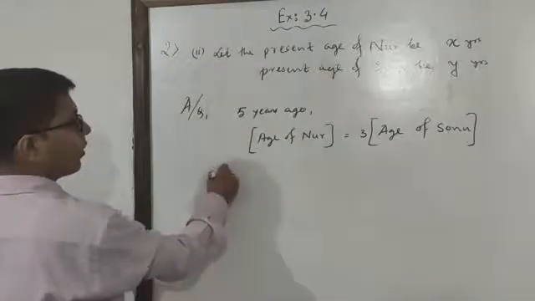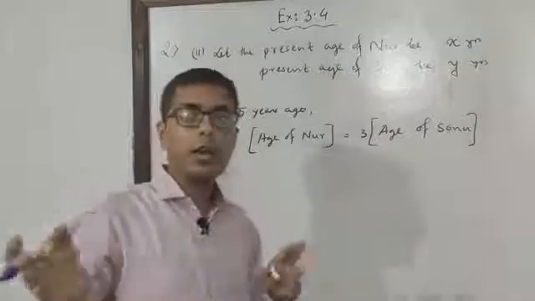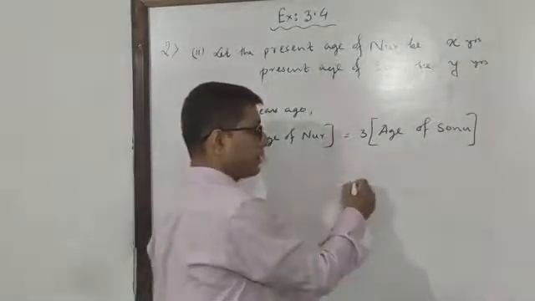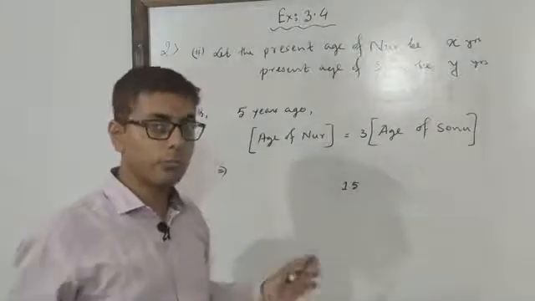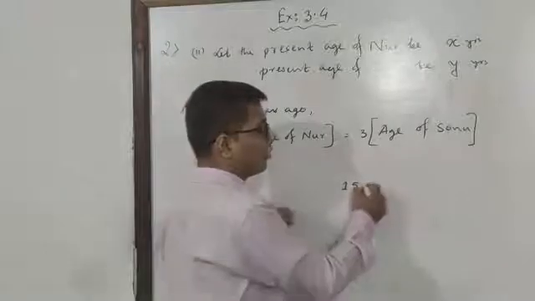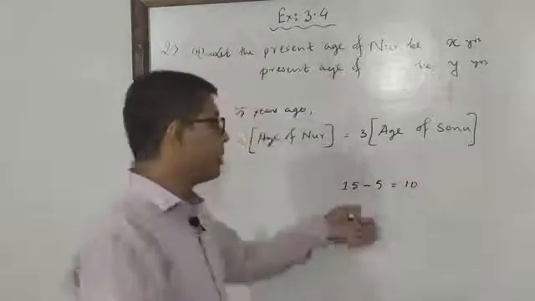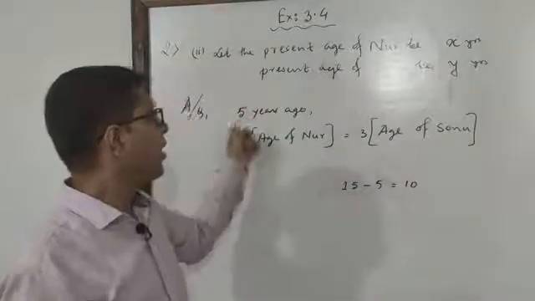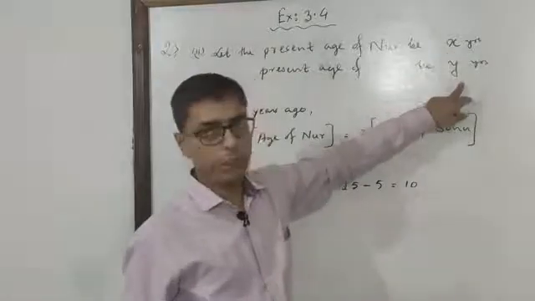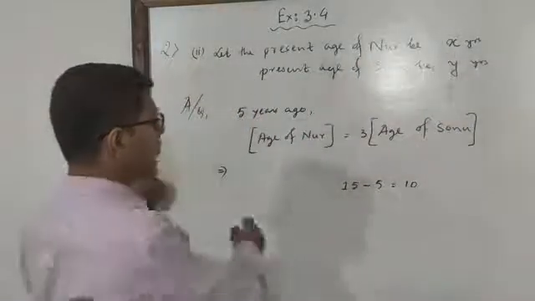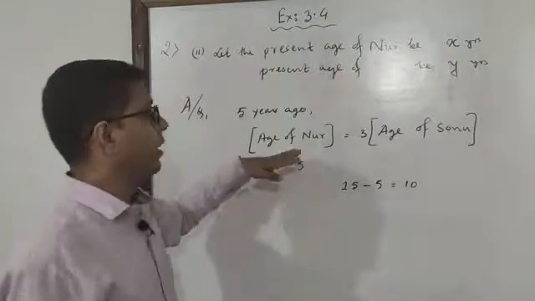Let us consider your age today. Today your age is 15 years or 16 years, right? Say for example 15 years. So 5 years ago, what was your age? You will subtract 5 years from today's age. So 15 years minus 5 years, it will be 10 years. Same in the case of Sonu and Noor. Their present ages are considered as X and Y respectively. Now 5 years ago, the age of Noor will be X minus 5.